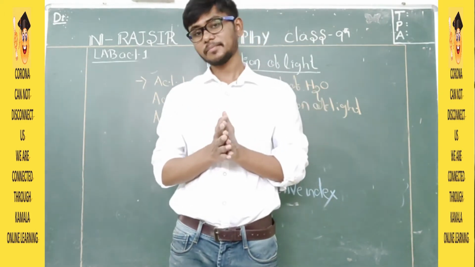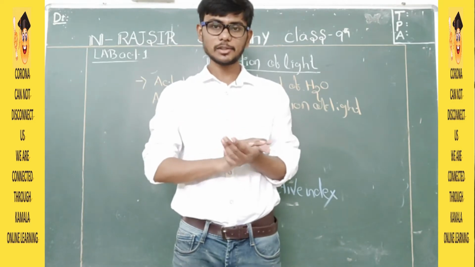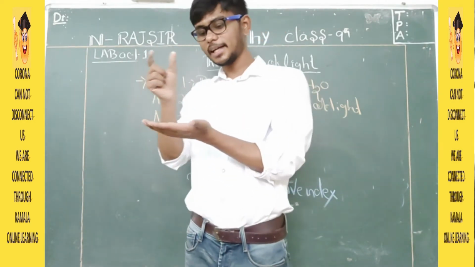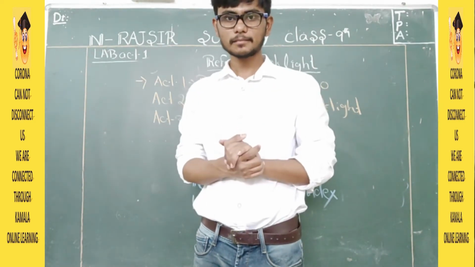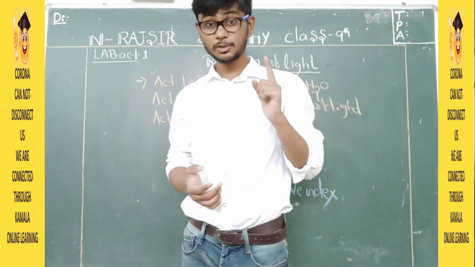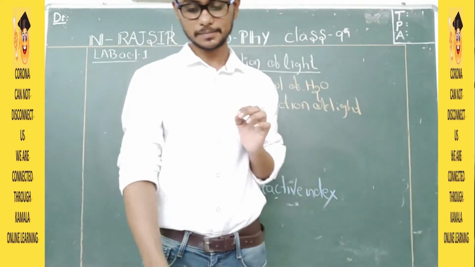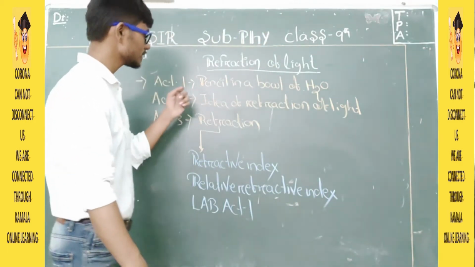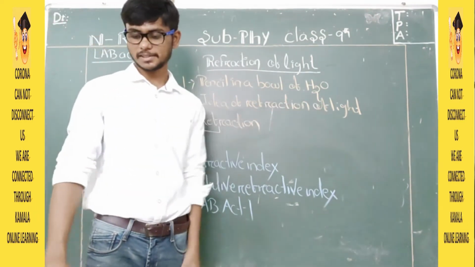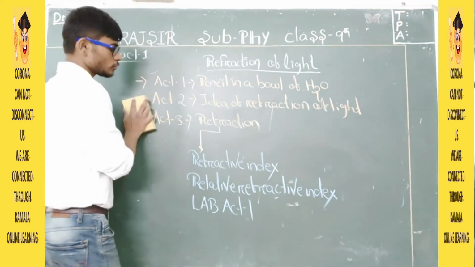Glass slab: when printed letters are there, suppose in your notebook, you take a glass slab and place it upon it. You will see the letters will come up and appear to be bigger. Why are they appearing to be bigger? All these things we will understand in this particular chapter. So let's do our first activity. What is it? Pencil in a bowl of water. I wrote H2O, H2O means water, right?